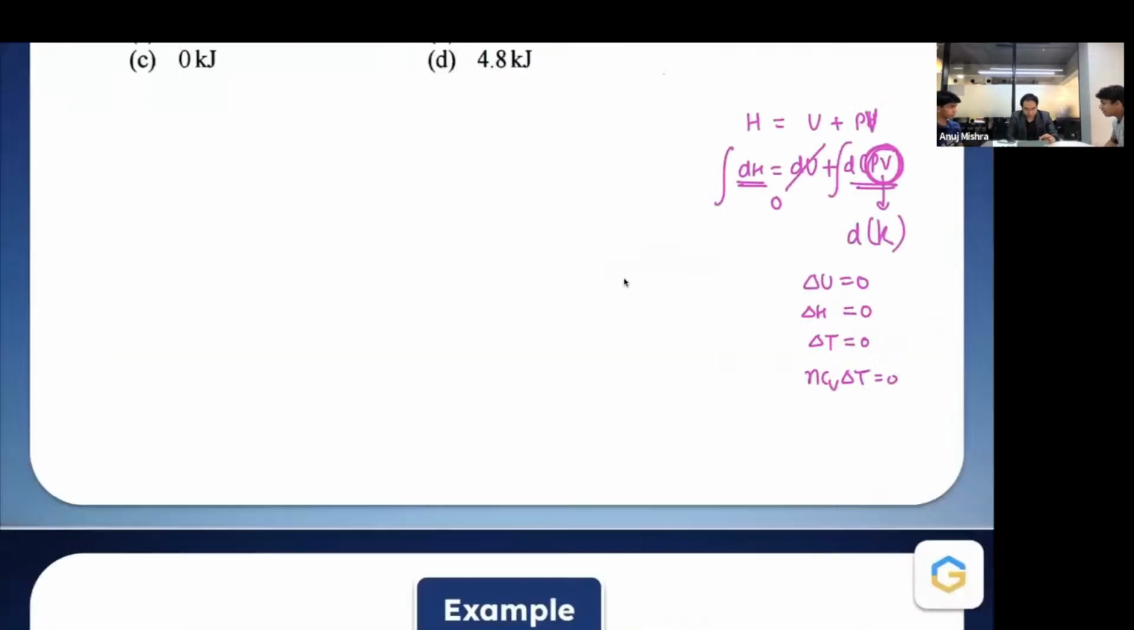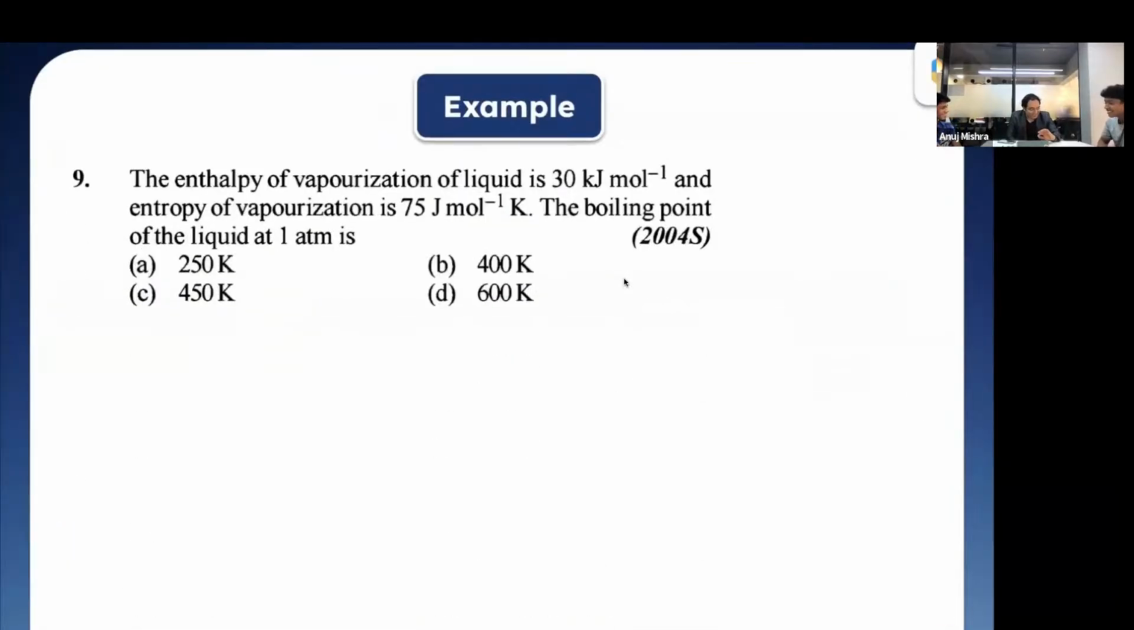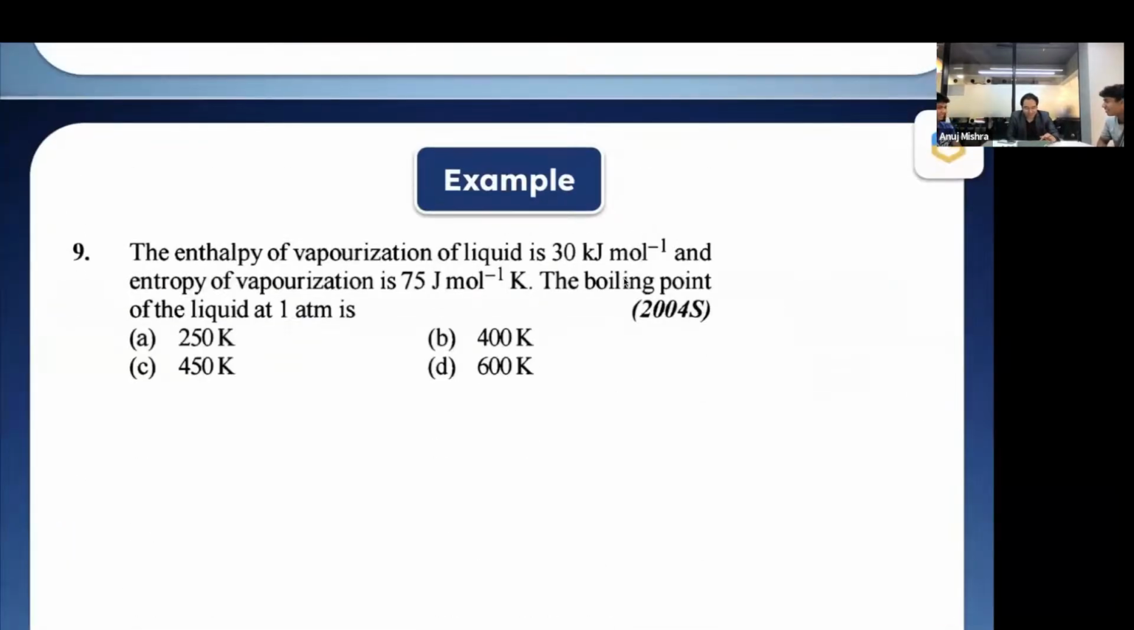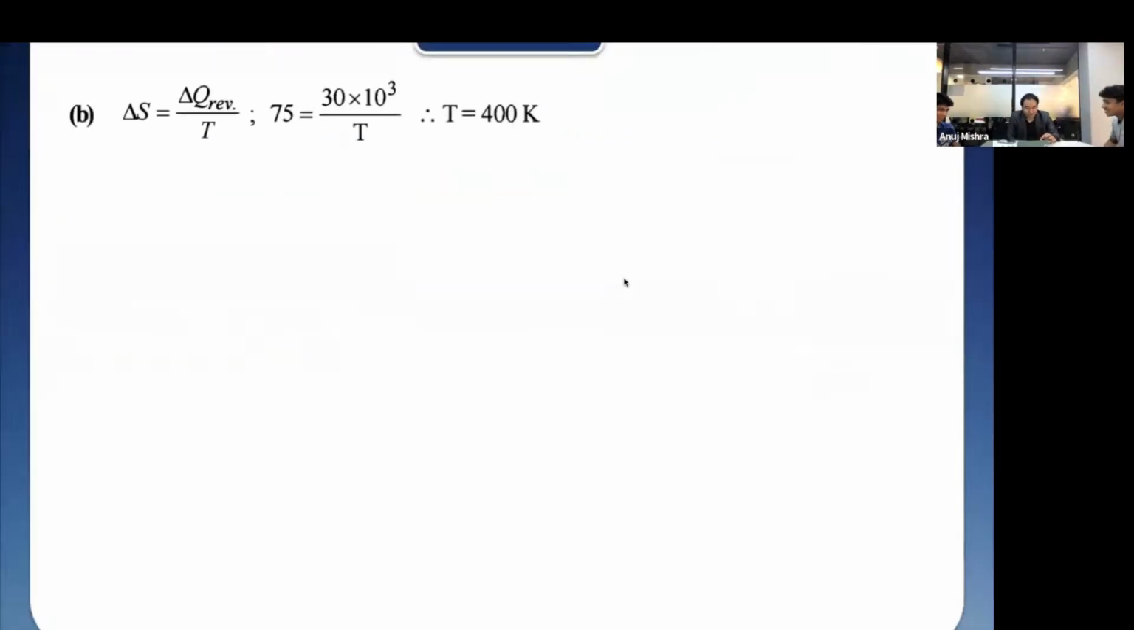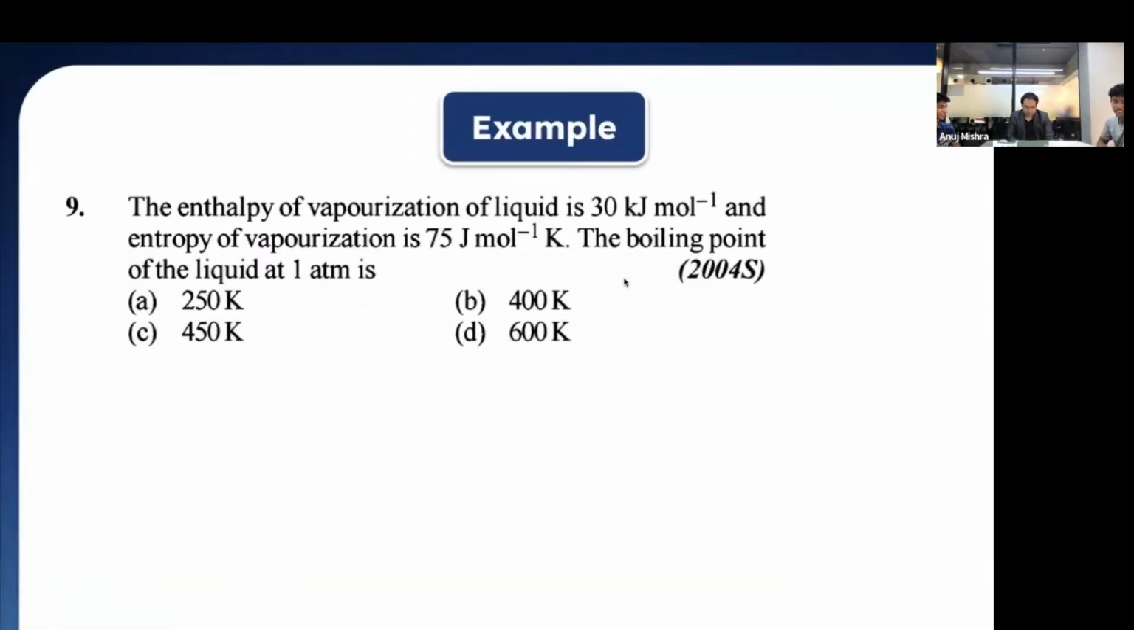Sir, how long will this chapter go for? It will finish before your exam. When is your exam? 16, 17. 17th. Physics is on 19. Chemistry first. Oh yeah, okay.